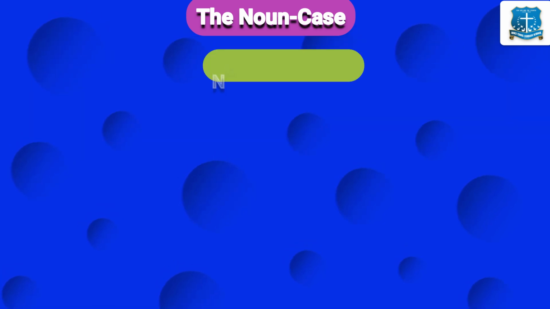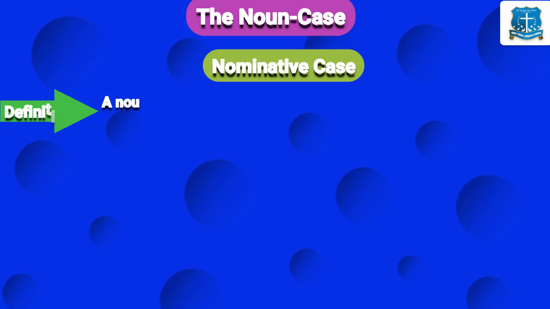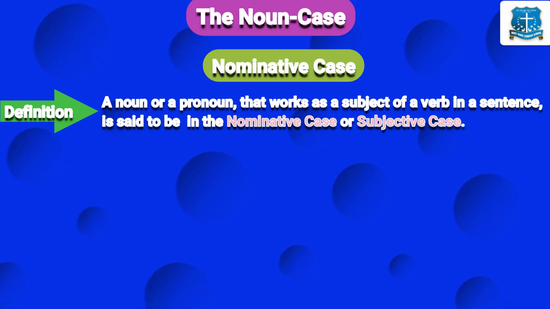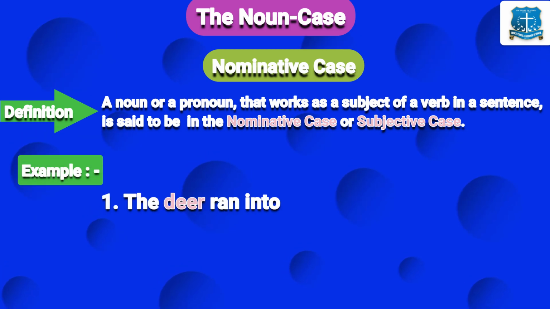First one, nominative case or subjective case. Definition: a noun or a pronoun that works as a subject of a verb in a sentence is said to be in the nominative case or subjective case. For example, the deer ran into the forest. Who ran? The deer. Here, the deer is in nominative case or subjective case to the verb ran.